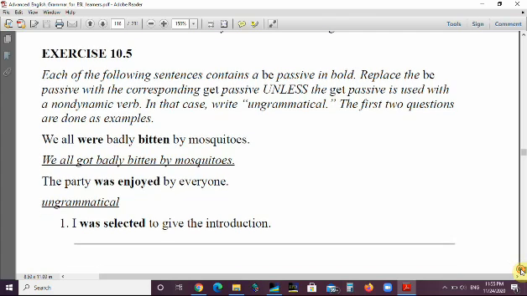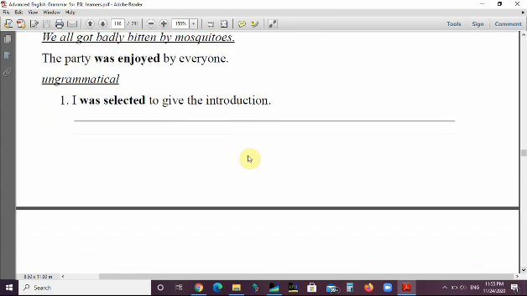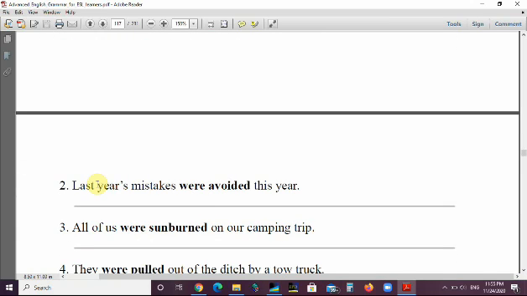Number 1. I was selected to give the introduction. Can we say I got selected to give the introduction? Yes. Select is a dynamic verb. Last year's mistakes were avoided this year. Can we say got avoided? When you avoid someone, you just avoid. You don't do any action. So it's ungrammatical to replace were with get or got.